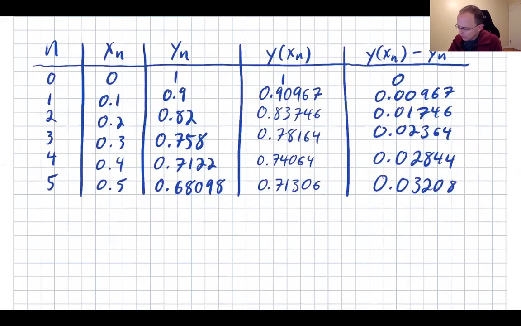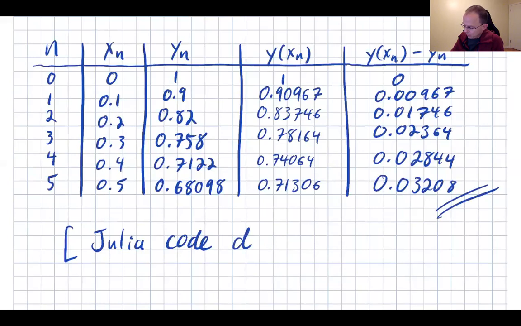Okay, so there's our table of numbers and our approximation. So now let's head over to the computer, and we'll do an example in Julia. So this will be a Julia code demo. Okay, so we'll head over to the computer and we will look at doing a Julia code demo.